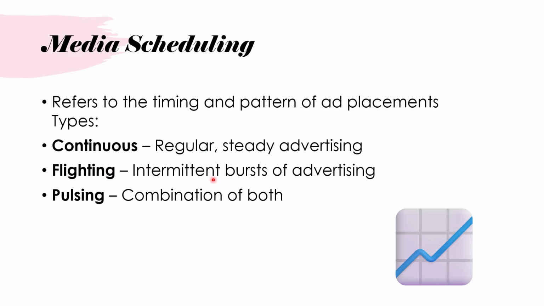Next is flighting scheduling, which is used for seasonal or occasional demand. Like we see that air conditioners are advertised more in summer, and Diwali lights or crackers are advertised only during the Diwali festival. So this flighting scheduling is more for intermittent bursts of advertising. And then finally there is pulsing scheduling. It is a mix of continuous and flighting. Here the basic ads run throughout the year, and there are heavy ads during the seasons. Like soft drinks, we see year-round advertisement, but we also see a big burst in the summer. Similarly, when we look at gym memberships, there are regular ads plus heavy ads in January. So scheduling ensures the message reaches the audience at the right time and for maximum impact.